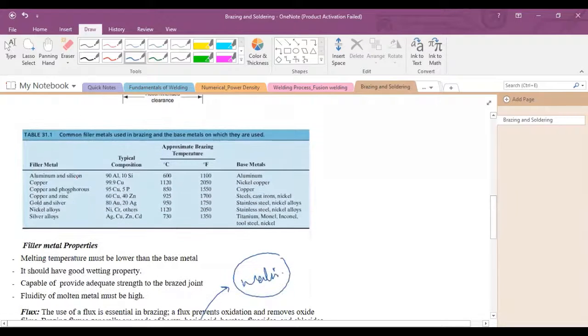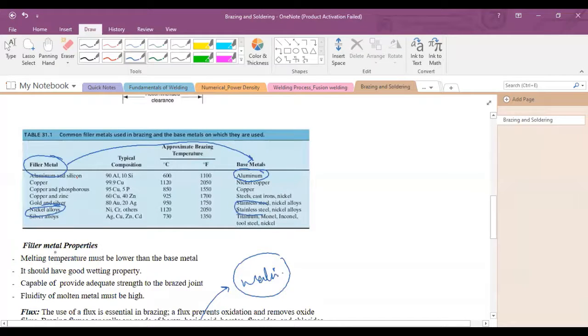Here are some combinations of filler metal which are compatible with the base metal. If you use aluminum and silicon alloys, you can weld the base metal, aluminum. And if you have nickel alloys, you can weld stainless steel and nickel alloys.